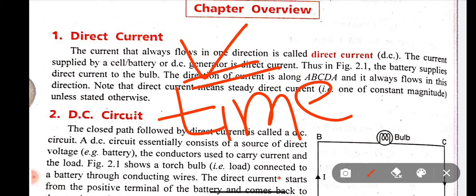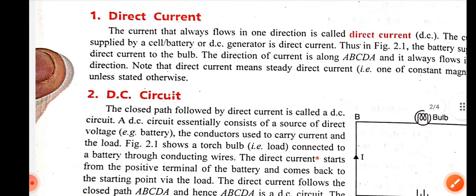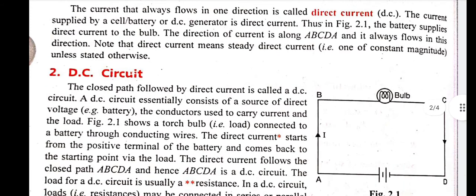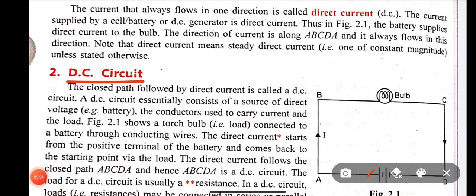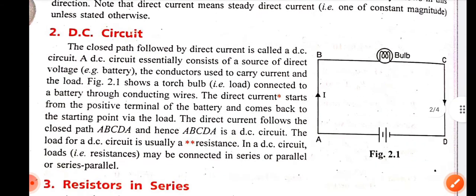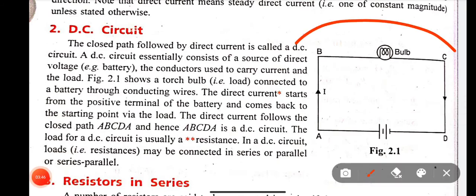So first of all, as I mentioned, what is direct current. Now the second point is: what is a DC circuit? A DC circuit is a circuit, the closed path followed by direct current is called a DC circuit. As you know, this is a DC circuit.